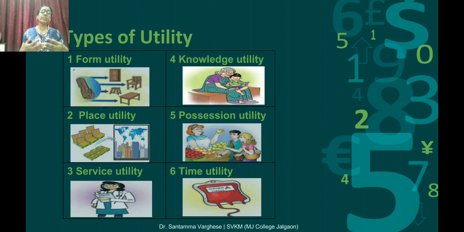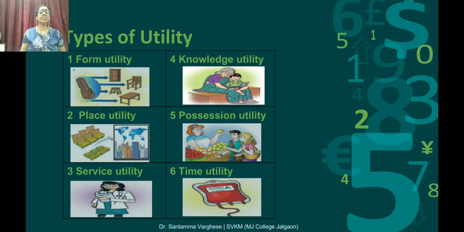Again, in the features we studied about place utility. When sand from the seashore has changed its place to the building site, then it is useful as a building material. So place utility means when the utility of a commodity increases due to a change in place.